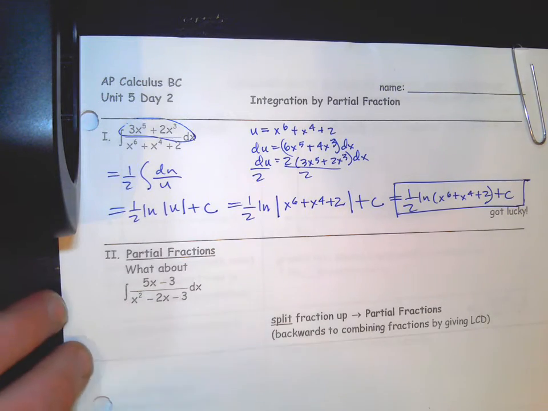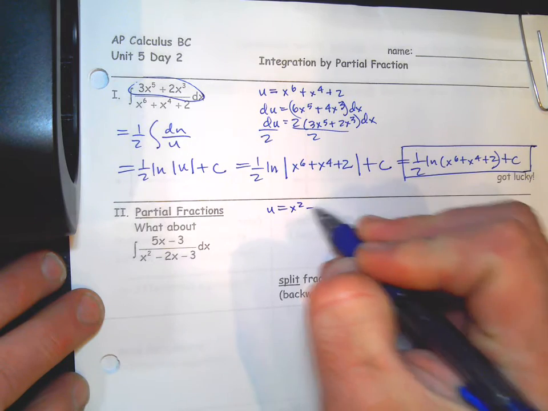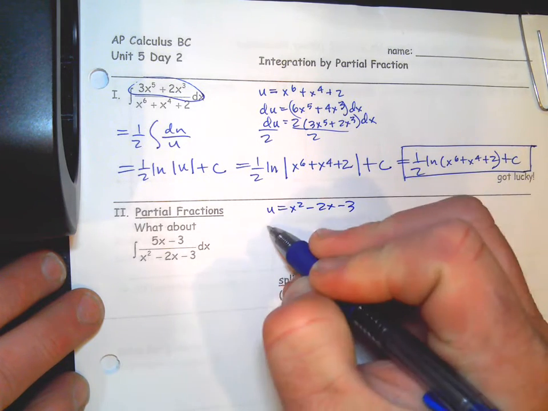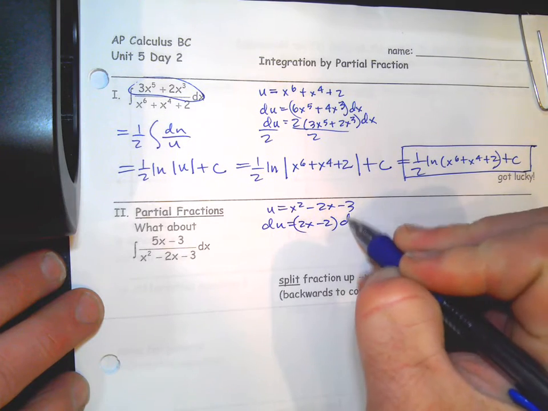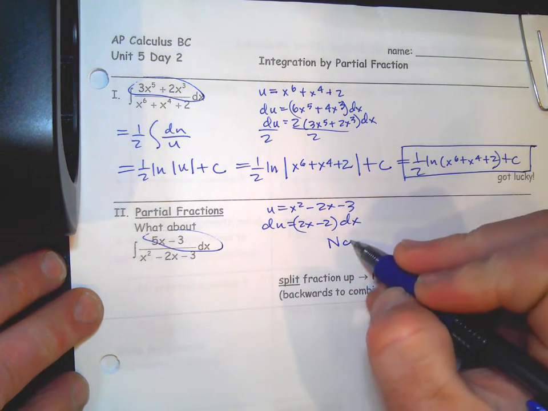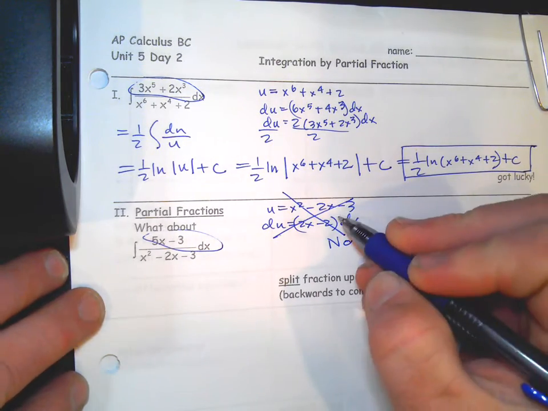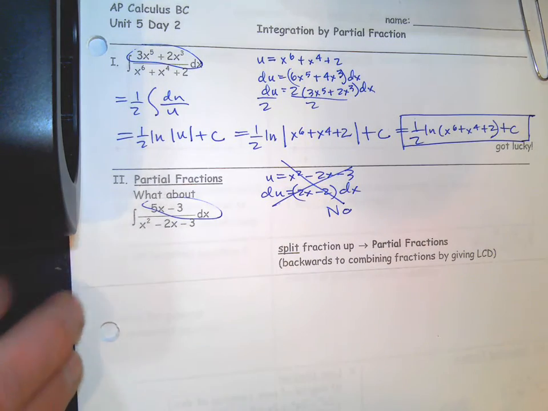But here's another one. Let's try this one. Let's go u equals x squared minus 2x minus 3. du equals 2x minus 2 dx. Can we make this give us 5x minus 3? No. So that's not going to work. Usually if that doesn't work, then we start getting creative looking for inverse trig and stuff like that, but that's not going to work here either.